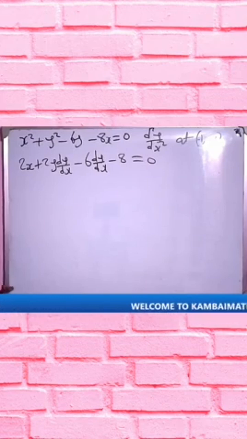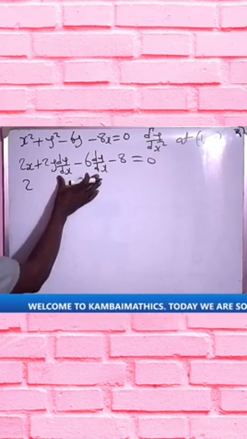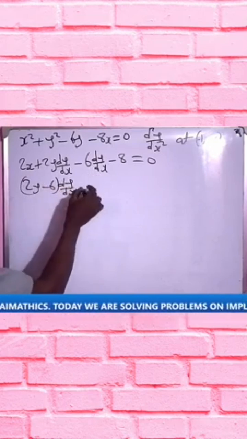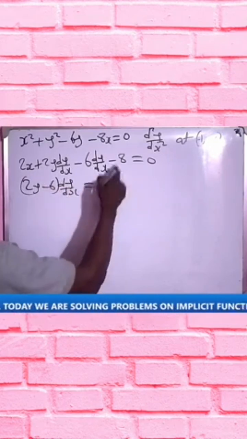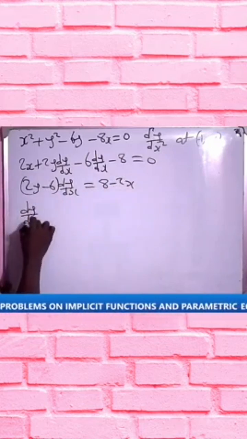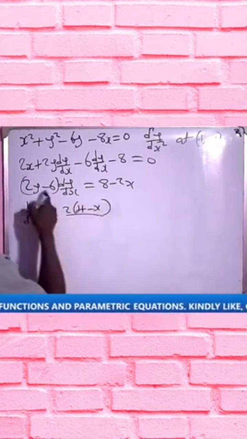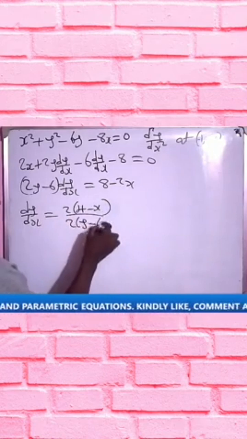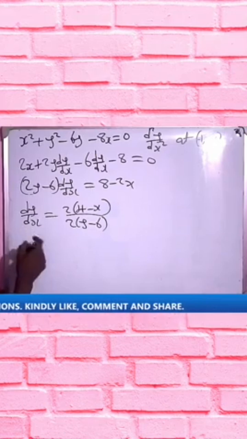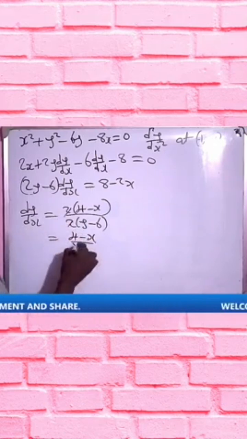So now what we will need to do here primarily is to factor out. So to factor out this one, this will give us 2. I'm dealing with this one only. So this will be 2y minus 6 all in bracket dy all over dx. Then this will be 8 minus, I'm taking this one to the other side, minus 2x. So dy all over dx is equals to 2 open bracket 4 minus x in bracket all over 2 bracket y minus 6 close the bracket. So this will take out the 2. We are left with 4 minus x all over y minus 6.